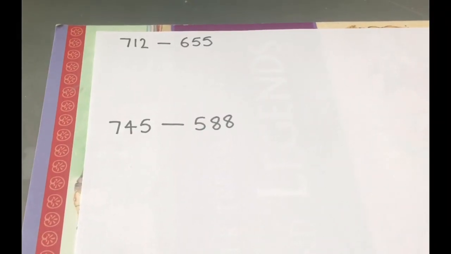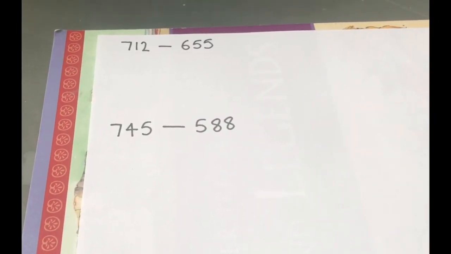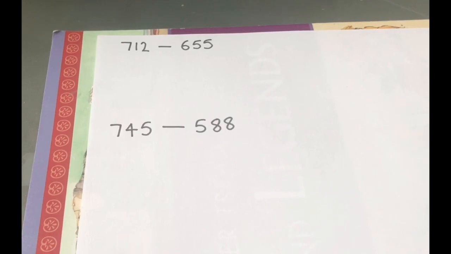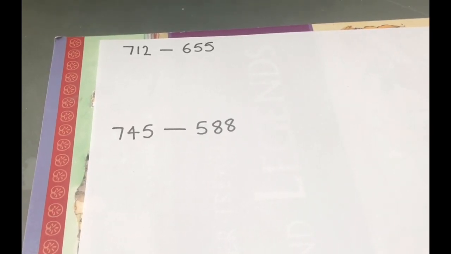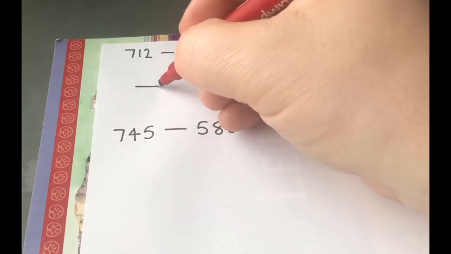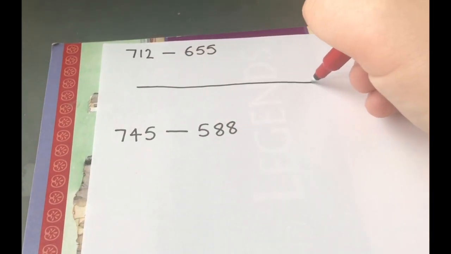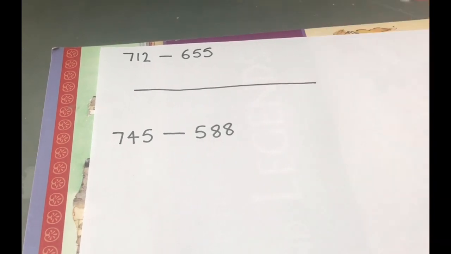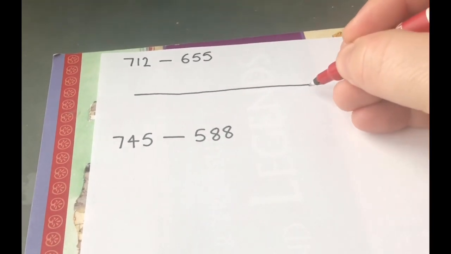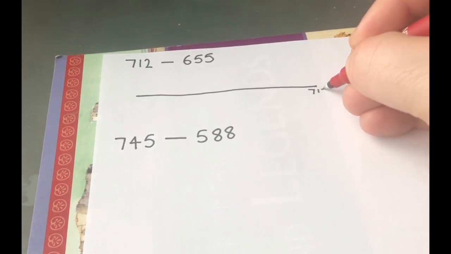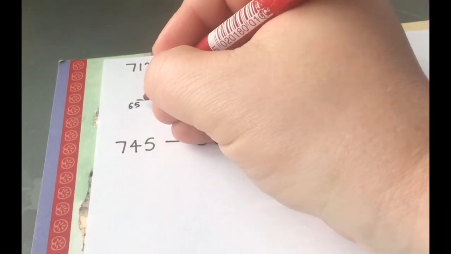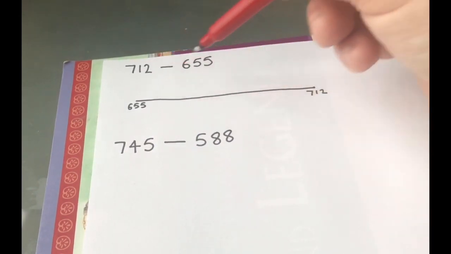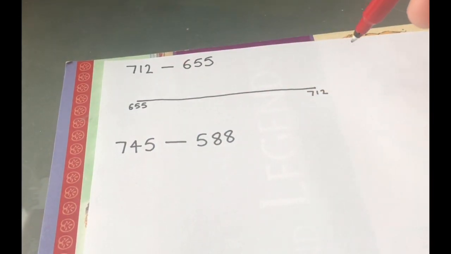Good morning. Today we're doing 712 subtract or take away 655. We're going to do this by counting on. So I want you to do a number line. And we're going to start with 712 at the end. So 712. And back here we've got 655. And we want to count on until we get 712.